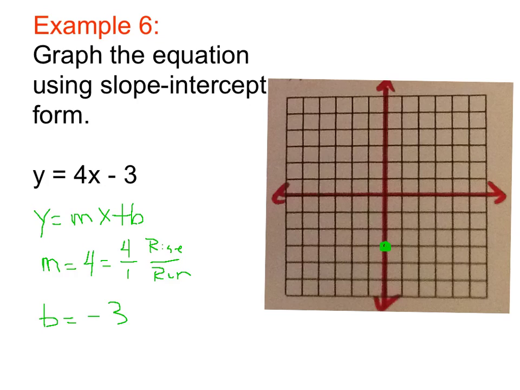Now from the y-intercept, I'm going to use this slope to get the next point, and we want to rise 4, run 1. So from there, I want to rise 4, and I'm going to run 1, and put a point there. Once we got that point, we can continue that. We can rise 4 more, and run 1, and put another point, and we can draw a line going through those points, and there you have the equation for y equals 4x minus 3.